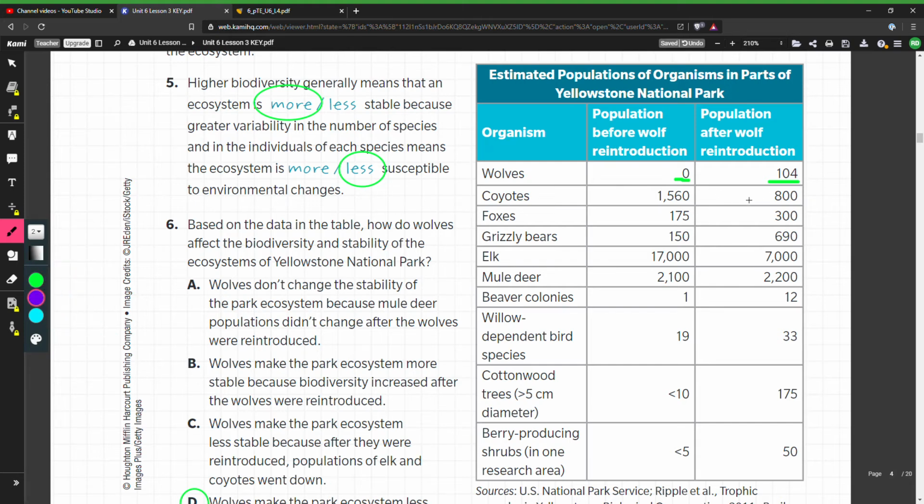So first of all, the number of coyotes decreased, the number of foxes increased. I'm comparing the before and after. The grizzly bears increased, right? The elk greatly decreased from 17,000 to 7,000. Mule deer stayed about the same. Beaver colonies, those went way up.